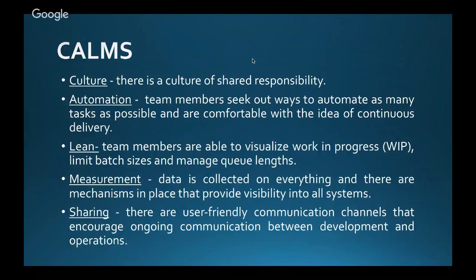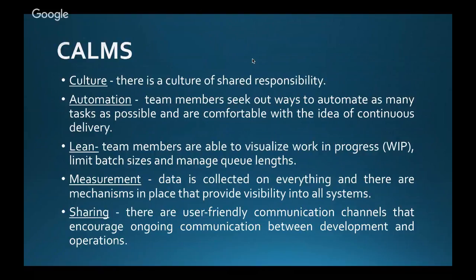The third one is lean. Team members are able to visualize work in progress, limit the batch size, and manage queue length. Lean principles are implemented, and everybody has to know what kind of work is in progress, what the batch size is, and manage the queue length. And they have to work on the wastages, how to eliminate the wastages in the existing process. If there's an existing process in which you have certain kinds of wastages, if you remove those wastages, you tend to get lean. So it's all about getting lean.